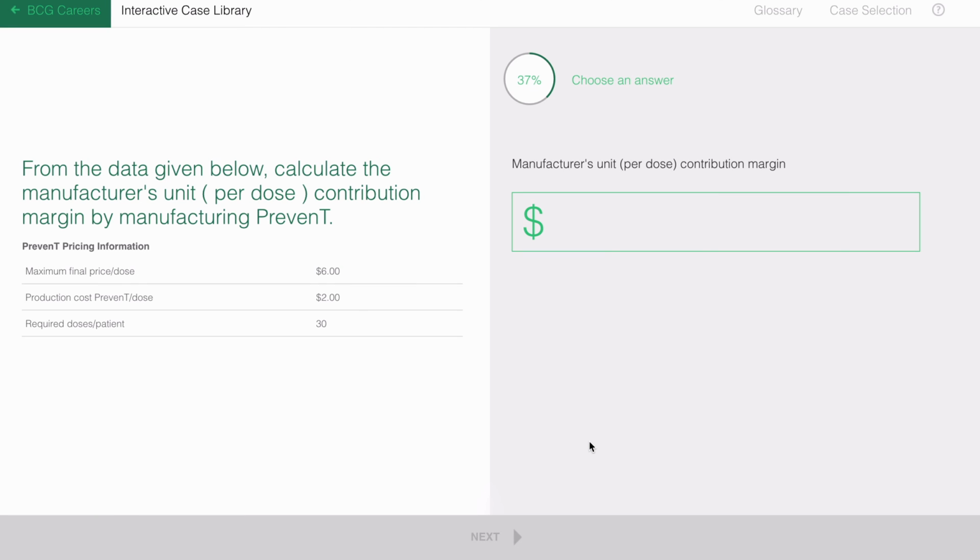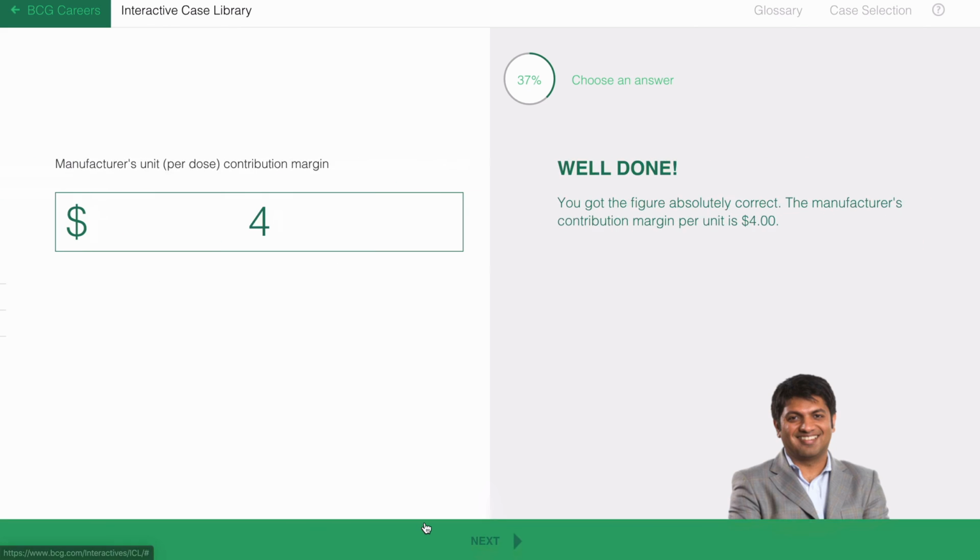From the data given below, calculate the manufacturer's unit per dose contribution margin by manufacturing Prevent-T. So the maximum final price per dose was $6. The production cost is $2, 30 doses per patient. If it's asking for the manufacturer's unit per dose contribution, that's just the price minus the cost. So 6 minus $2, $4. That's the contribution margin. In other words, for every dose of Prevent-T that our client sells, they make $4 in profit. Great.